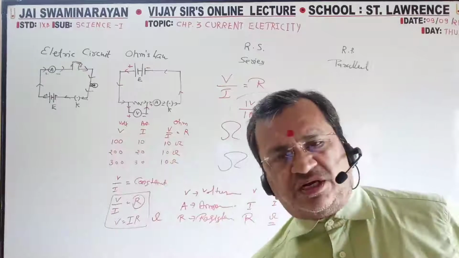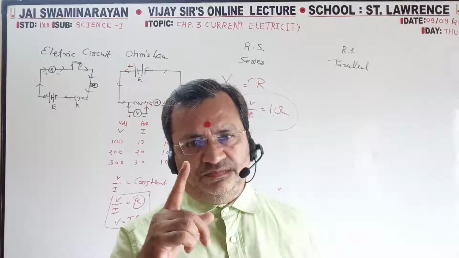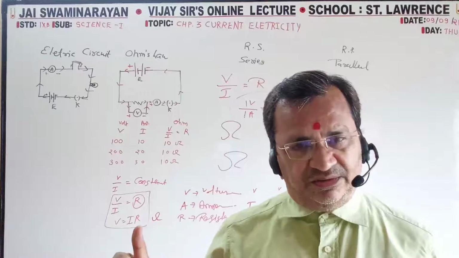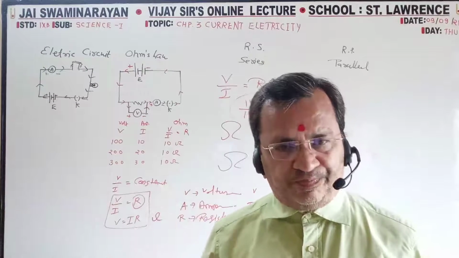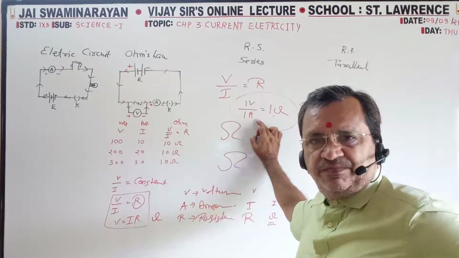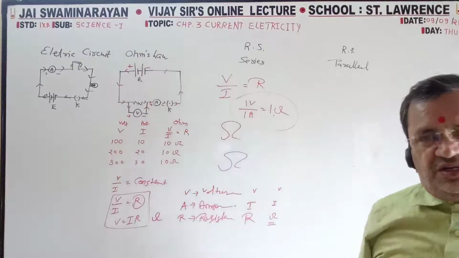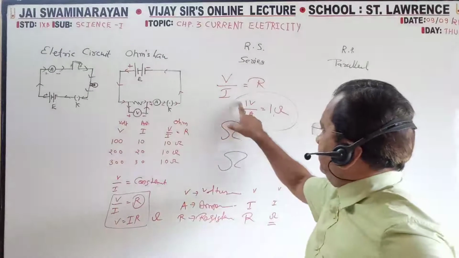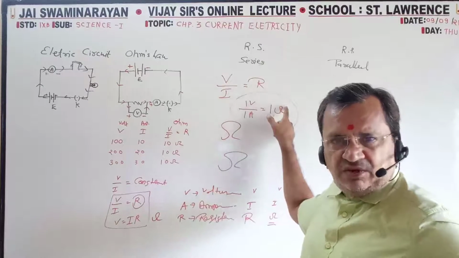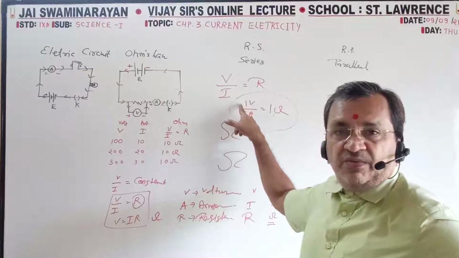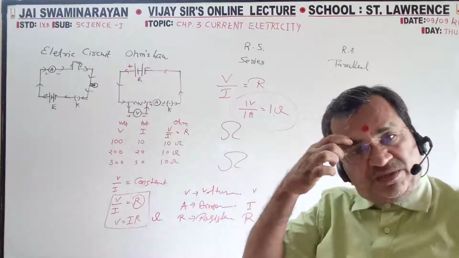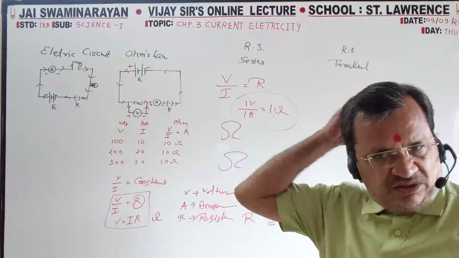When the potential difference between two terminals of the conductor is 1 volt and the electric current passing through the wire is 1 ampere, at that time the resistance is 1 ohm. Or reversibly, you can say, when the current passing through the conductor is 1 ampere and the potential difference between two terminals is 1 volt, at that time it is 1 ohm.